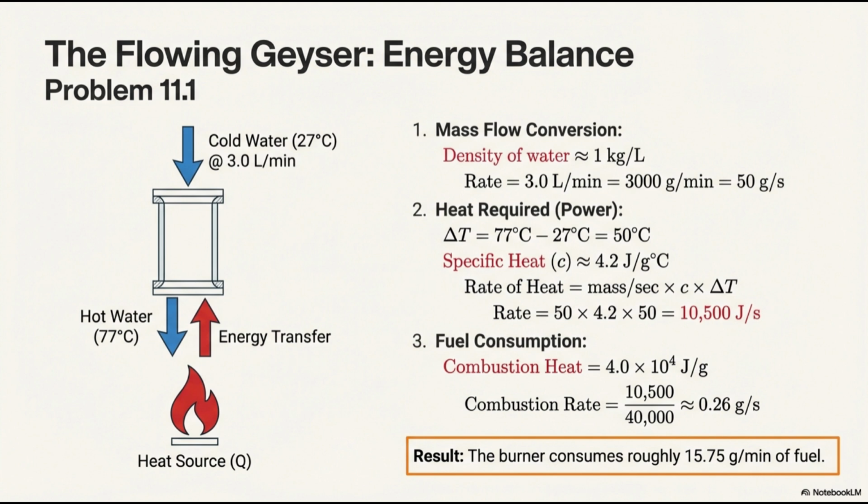Step 5. Relate heat supplied to fuel consumption. The heat of combustion of the fuel is 4.0 × 10^4 joules per gram. This means 1 gram of fuel releases 40,000 joules of heat. So, the fuel consumption rate equals heat required per second divided by heat released per gram. That is 10,500 divided by 40,000. This gives 0.26 grams per second.